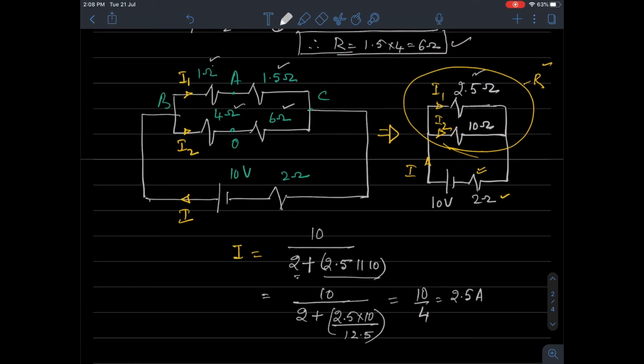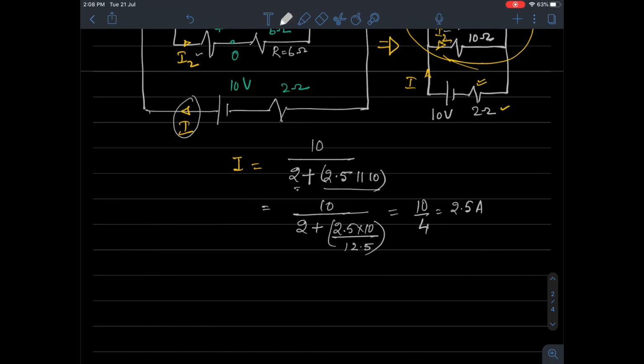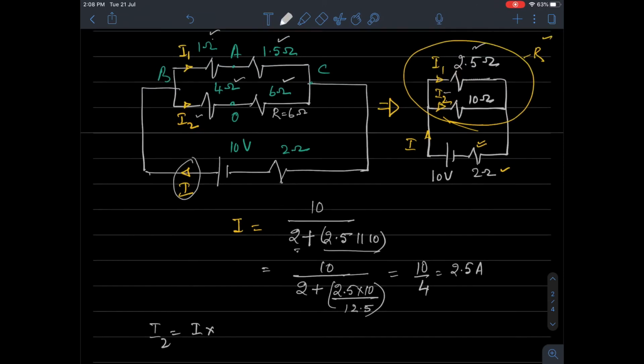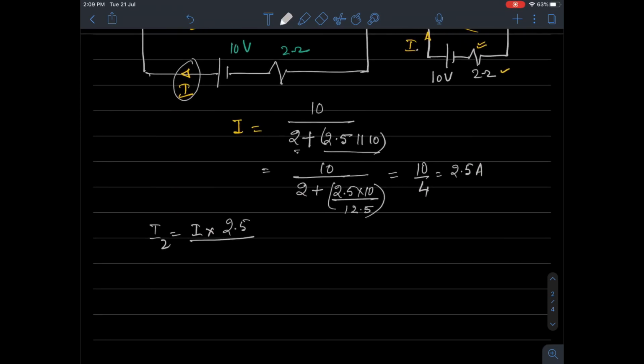Now from 2.5, what I am trying to find out is I2, right? I need to find I2 because I2 is the current through the unknown resistance R equal to 6 ohms. How to get I2? I1 and I2 are two parallel currents flowing out of I. Okay, we will try to apply current division. I2 equal to I into the resistance of the other branch, which is 2.5, divided by the sum of the two parallel resistances, that is 2.5 plus 10. This is the formula you have.